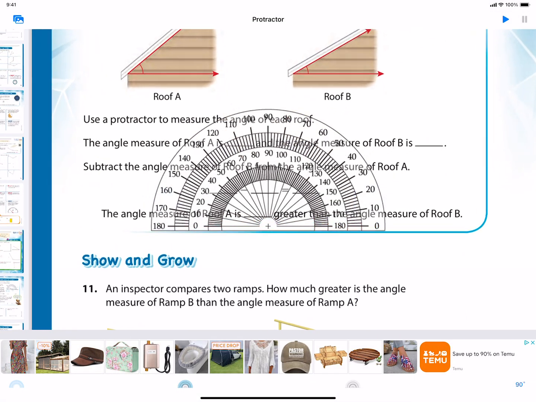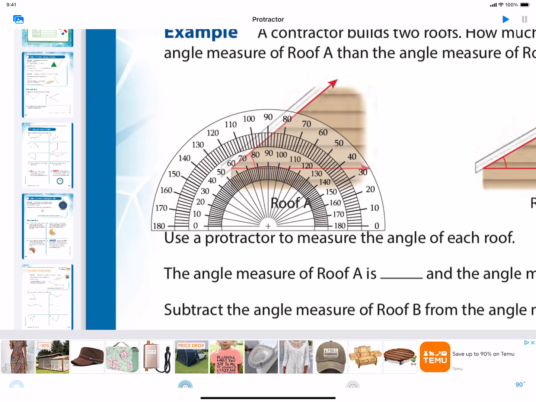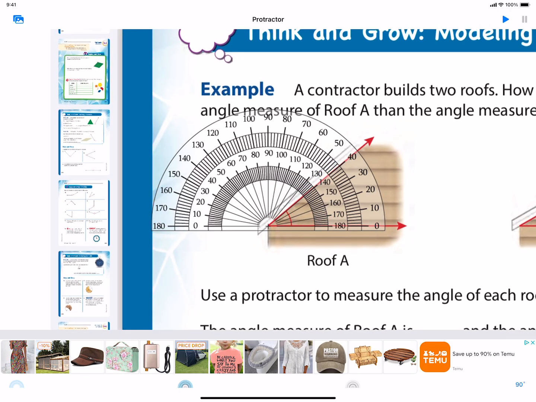Okay, let's measure the angle first. I'm going to place the center on the vertex here, the angle, and then align the 0 degree mark. And it says what? 40 degree. Okay, roof A is 40 degree.